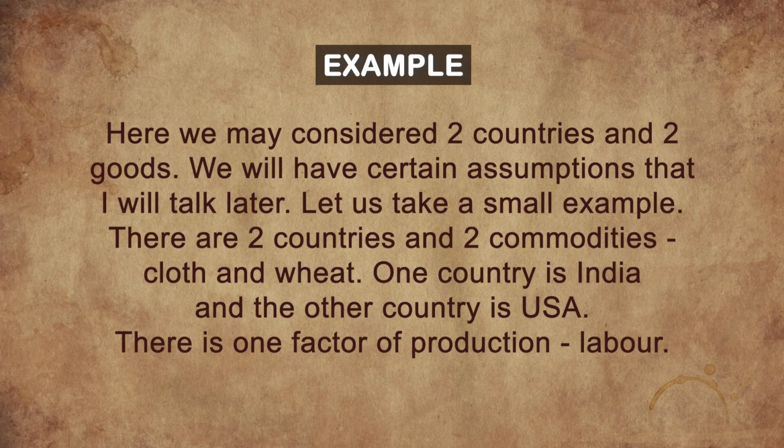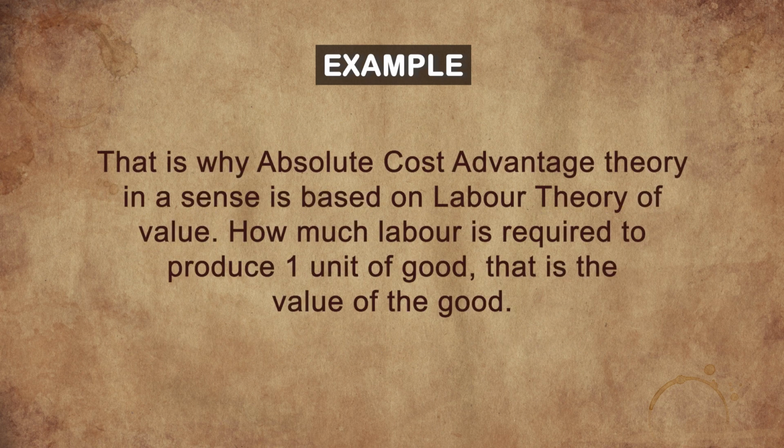Two countries, two goods. The two goods are cloth and wheat. One country is India, the other country is USA. There is one factor of production. The factor of production is labor. So that is why absolute cost advantage theory is, in a sense, based on the labor theory of value. How much labor is required to produce 1 unit of a good, that is the value of the good.